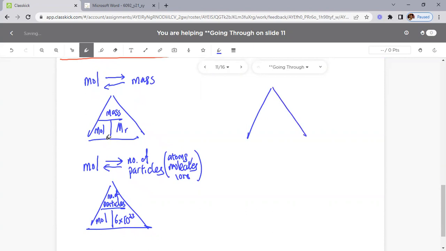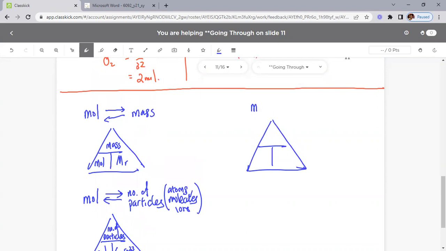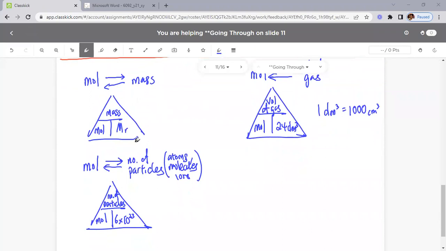And the last one we have learned in our last lesson is what we call the molar volume. From the mole, we convert to the volume of a gas and interconvert back. How to go about doing this? Mole at the bottom left-hand corner. Here will be 24 dm cube. Then this will be the volume of gas. In the last segment, we also mentioned that 1 dm cube equals 1000 cm cube. So you need to know this. These are the 3 that we have learned.